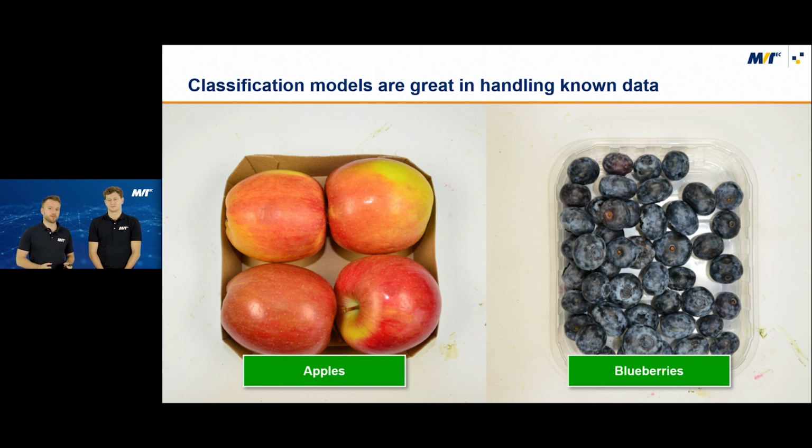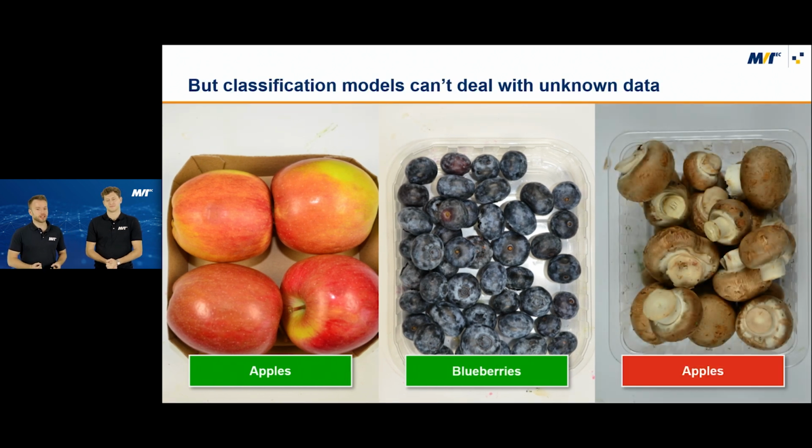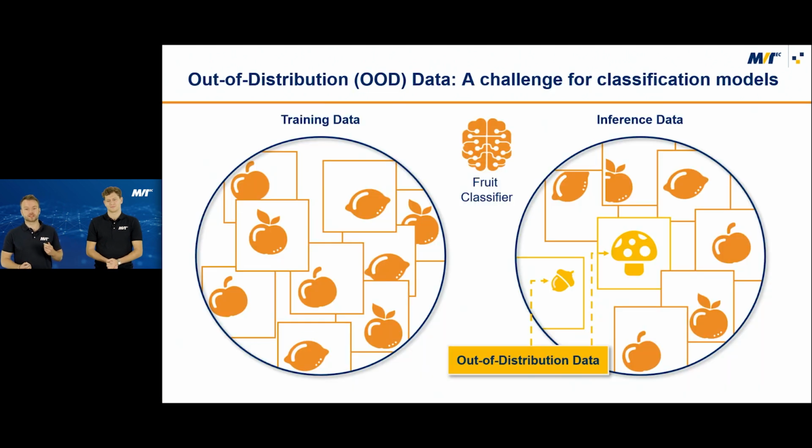But one big problem with deep learning classification is if you have another object in front of your camera lens that is maybe unfamiliar or unknown, then it will get the label from a pre-trained object, but this label could be completely wrong. So here, for mushrooms, the classification model simply says apples, but this is completely wrong and you can't find this problem. This problem is called out of distribution data.